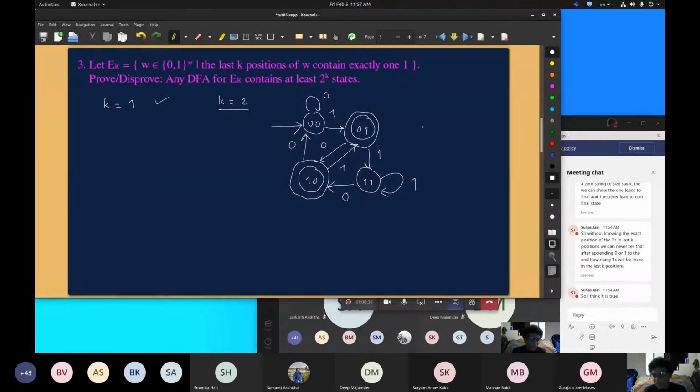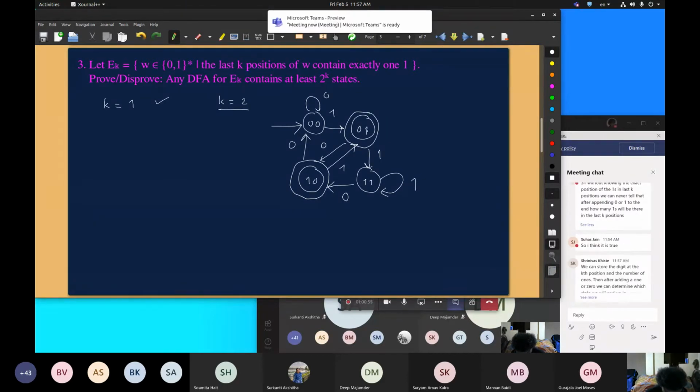Is it a minimal DFA? Yes or no? Yes, sir. Why? Because I cannot collapse this with this, or this with this, or this with this. The only possibility is that I can collapse this or this. But this and this are not equivalent, because upon reading 0, this goes to a final state, whereas from here, if I read 0, I go to a non-final state. So they are not equivalent.